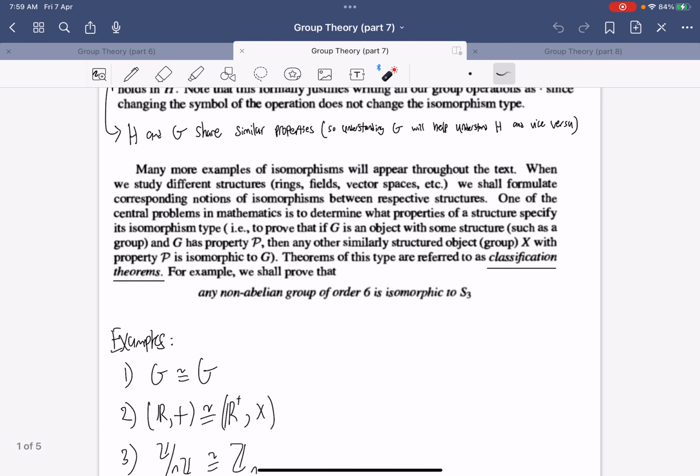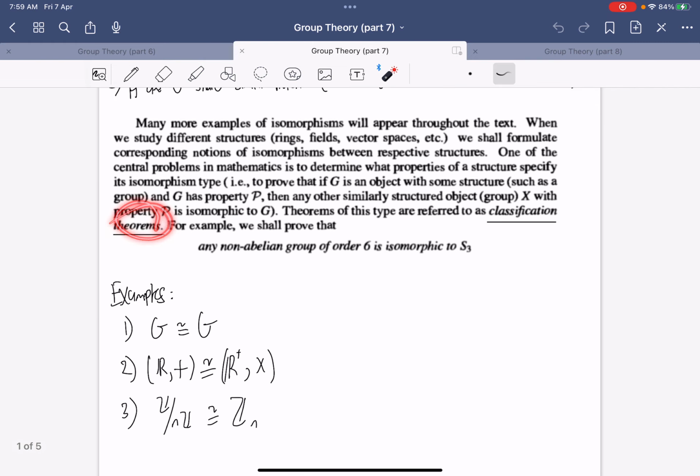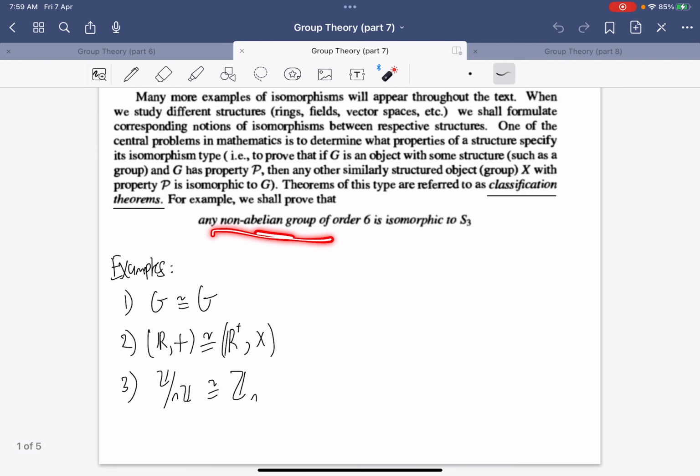And this is a central problem in group theory, to prove the isomorphism classifications. And these classifications are really saying that if G is an object with some property, then where are the other objects that have the same property? And by same we mean isomorphic to G. Some examples will include that any non-abelian group of order 6 will be isomorphic to S3. So S3 is the permutation group with 3 elements.